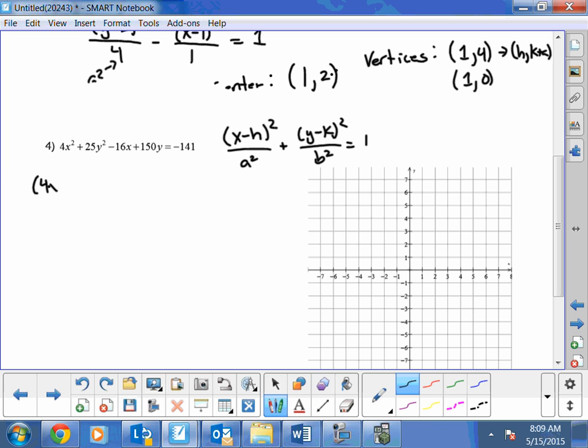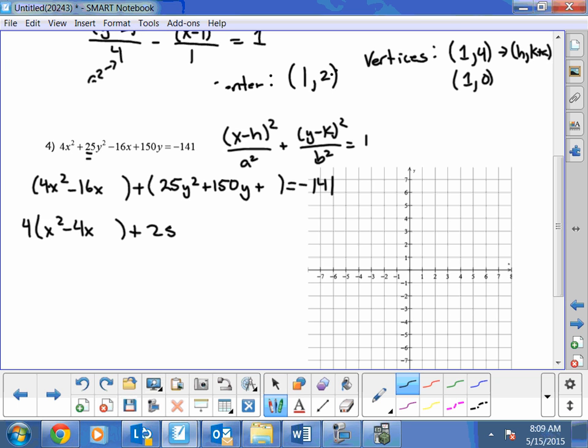So I'm going to do it in such a way that I'm already accounting for completing the square. I'm going to leave some space there. Now, let's put it in order. We have to factor out both a's out of this one. 25y squared plus 150y plus an unknown and negative 141. So let's go ahead and do this. Let's factor out a 4: x squared minus 4x plus 25 times y squared plus 6y plus negative 141.